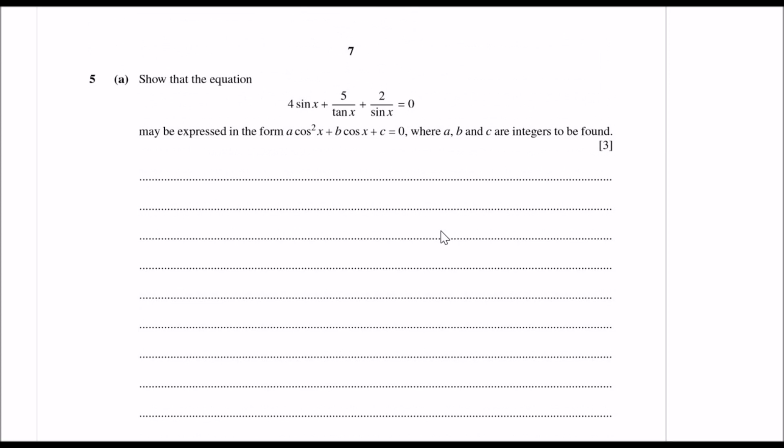4 sin x plus 5 by tan x plus 2 by sin x equal to 0 may be expressed in the form a cos square x plus b cos x plus c equal to 0. So as you can see here, in the final answer which we have to bring, tan x and sin x are not there. That means we need to convert tan x into sin x by cos x. Okay, as you must be aware that tan x equal to sin x by cos x, right?